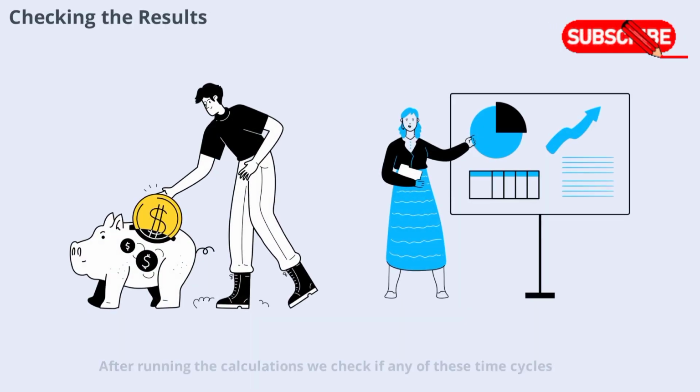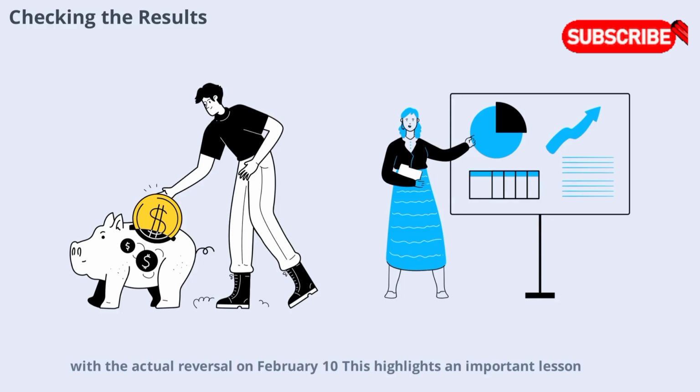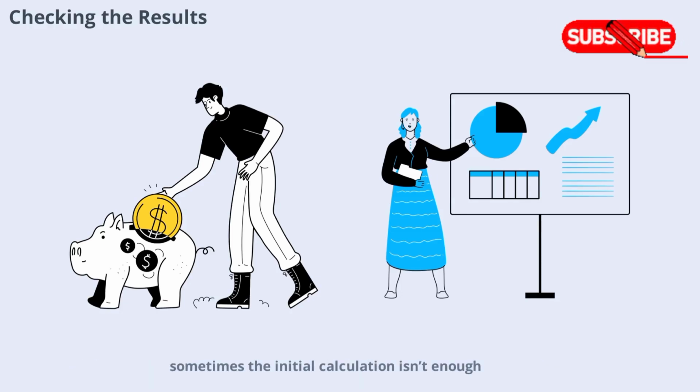After running the calculations, we check if any of these time cycles matched a significant event in Dell's price action. In this case, none of the calculated TD/CD counts aligned with the actual reversal on February 10. This highlights an important lesson. Sometimes the initial calculation isn't enough and further analysis is needed to capture the true turning point.